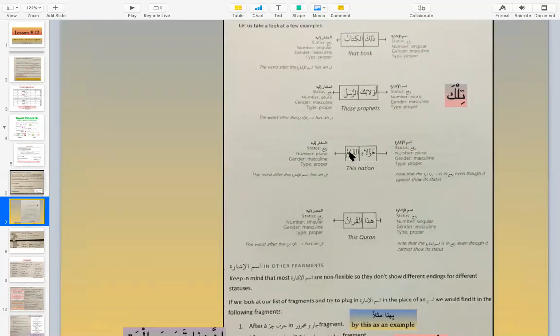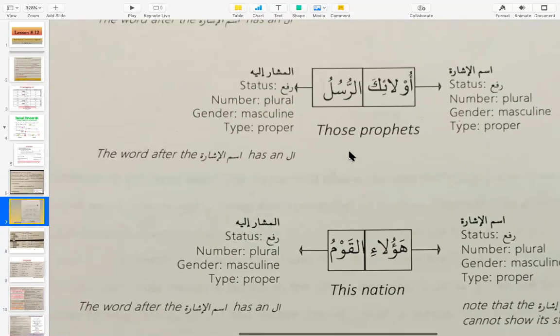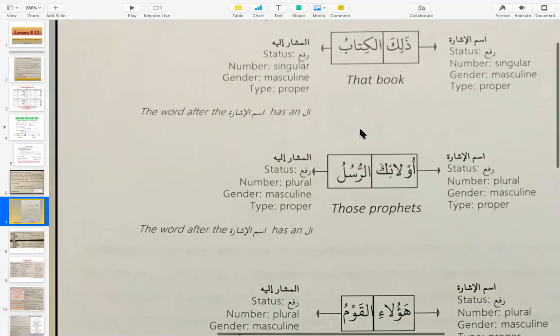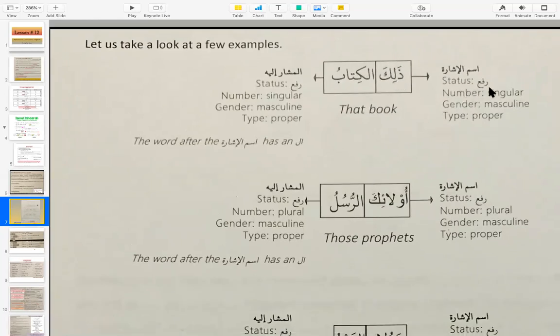So now look at some more examples over here from Quran Pak. It says Zalikal Kitabu. So now Zalika, again, it's not showing a status. We're going to come back to it. Its number is singular. Its gender is masculine. What is the feminine version of it? Zalika and then Tilka. And then type, I said that all small ishara are always proper. So they are proper. So now Al-Kitabu, again, U sound. This is Rafa, singular, masculine, and the type is proper, so they are matching. And after Zalika, I have Al, so that is a fragment.